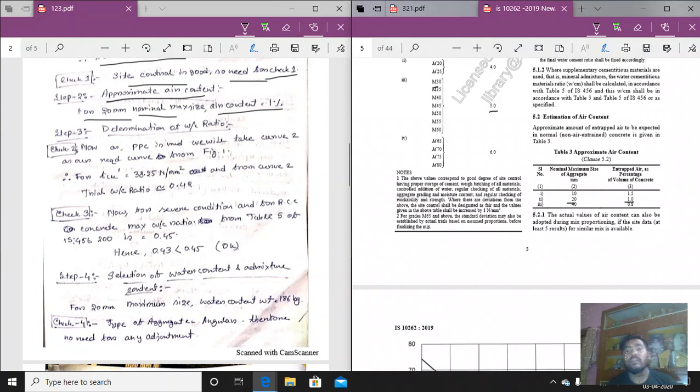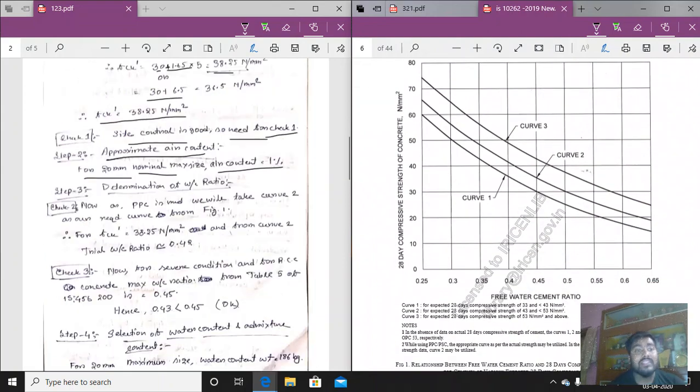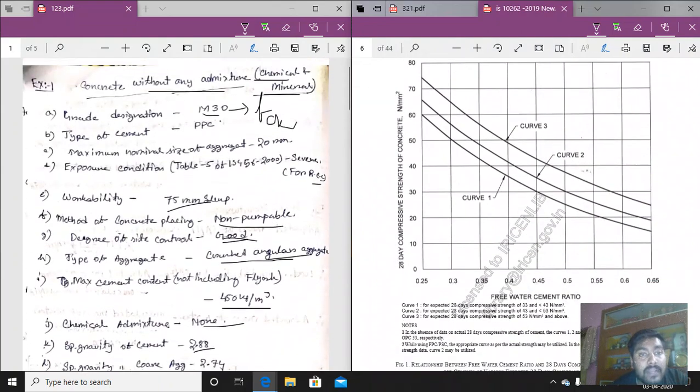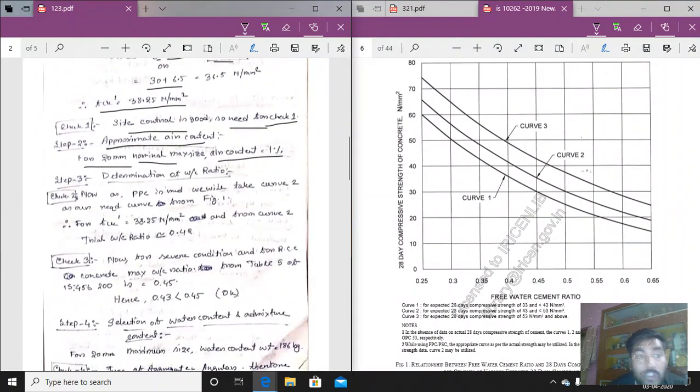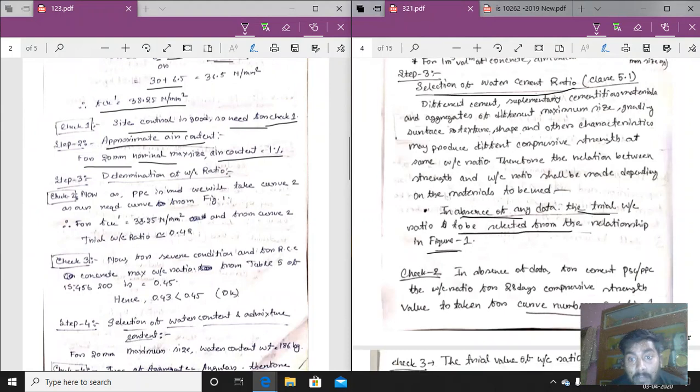Now coming to figure number 1. What is figure number 1? There is figure number 1. Now what is the type of cement given? Type of cement is PPC. So you have to apply check number 2 here. So what is the check number 2 that is given?